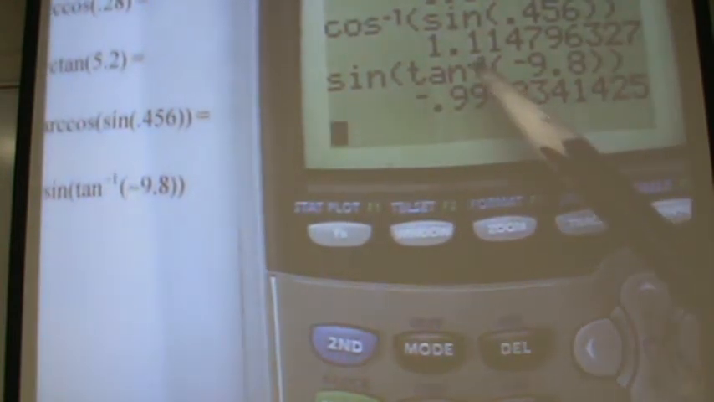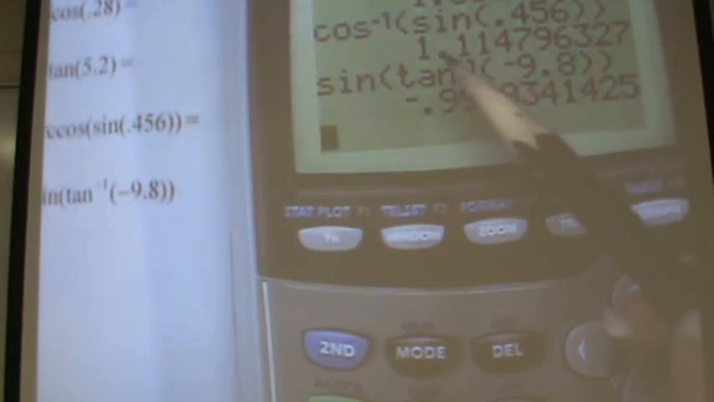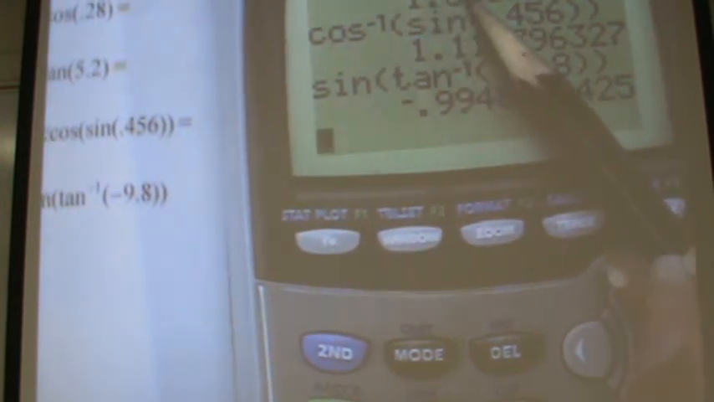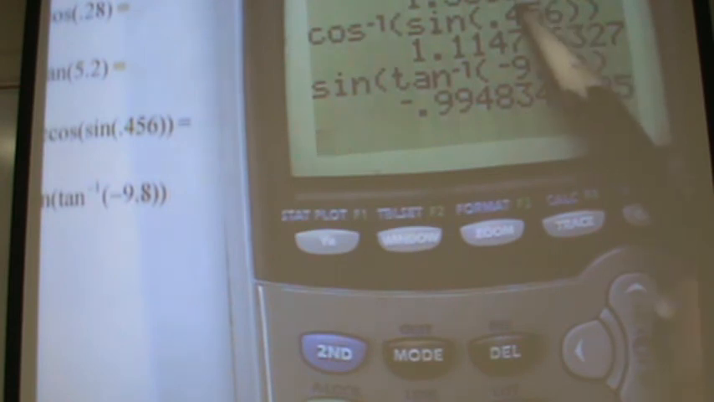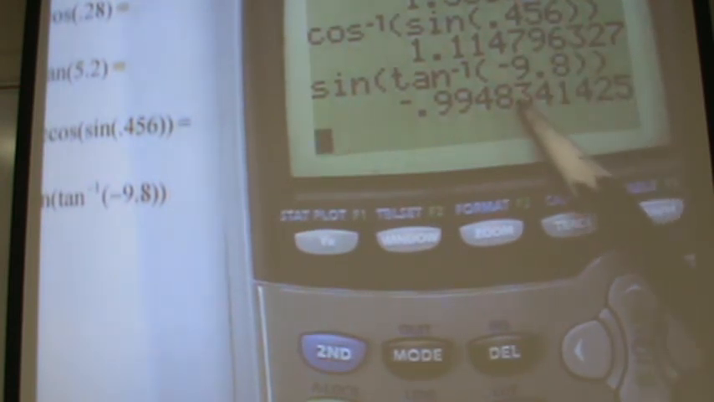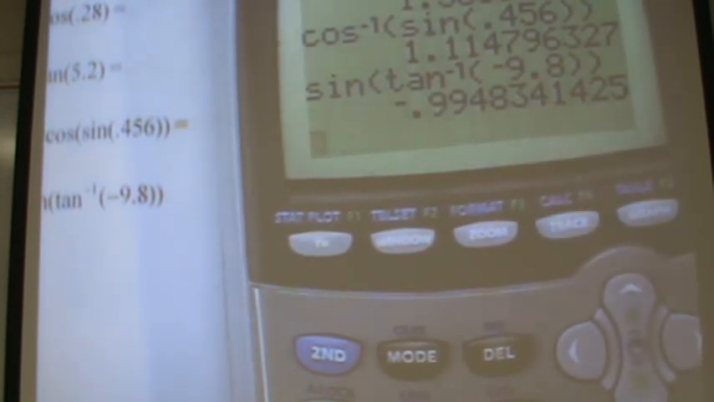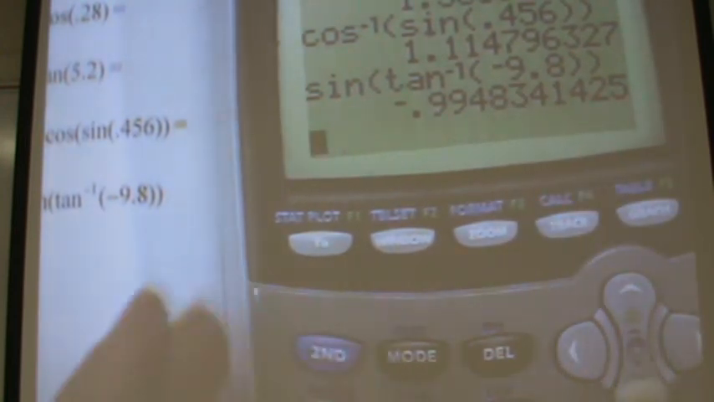Question for you. If I asked you to round to 4 decimal places, what answer would you give me on this one? What? 8, and then stop. This one would be 1.3808 and stop. That would be an 8. This would be negative 0.9948, stop. Okay? So for homework, I need you to finish these. Finish your homework, okay?